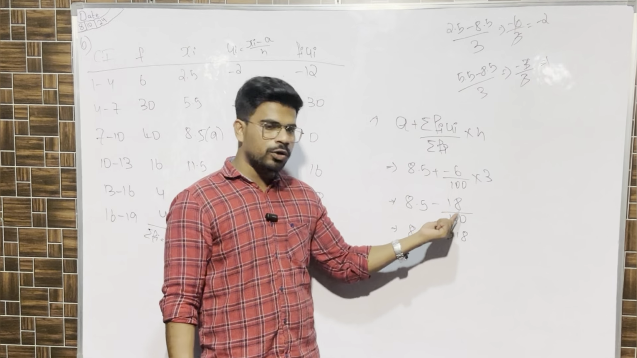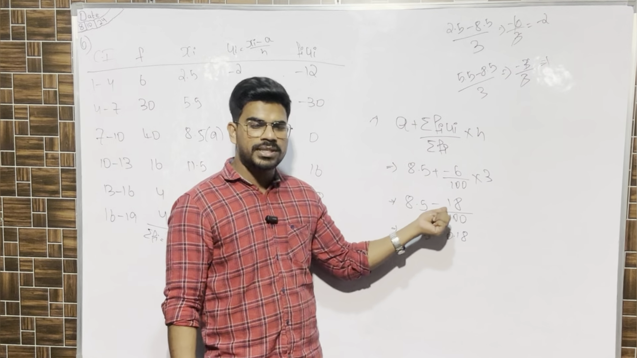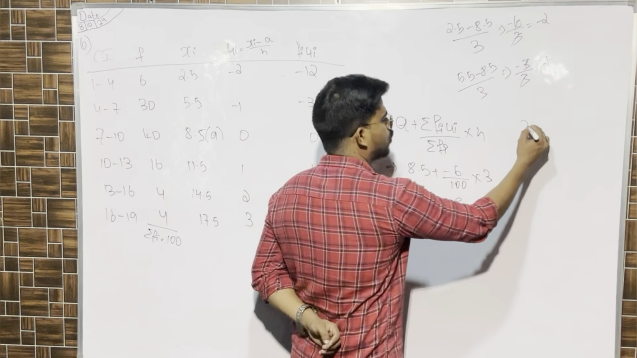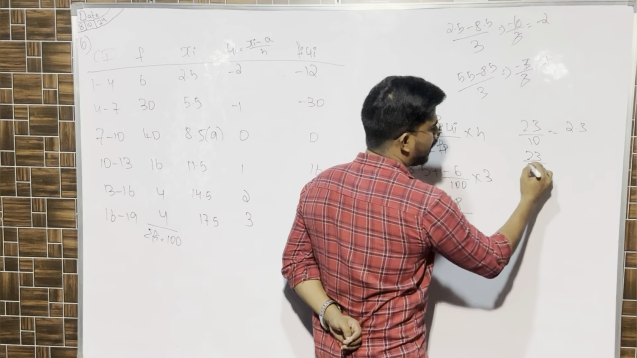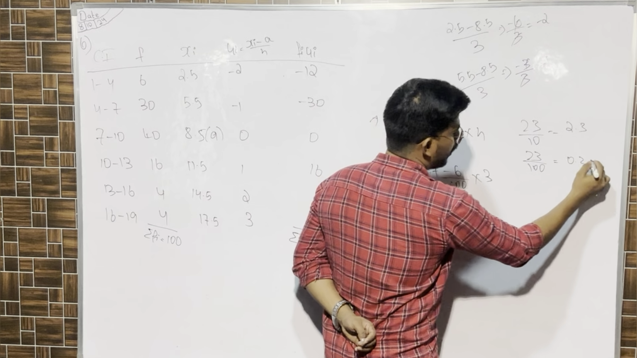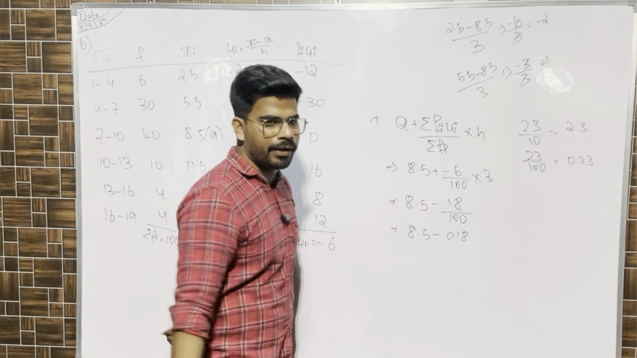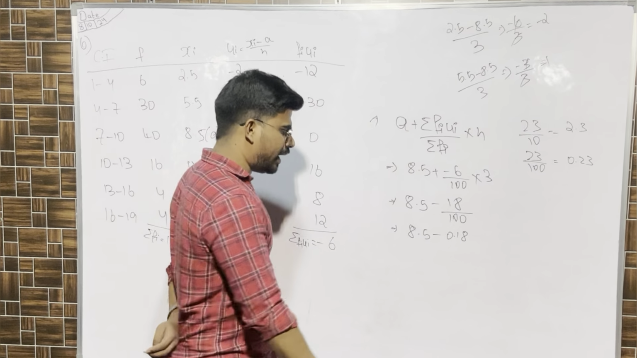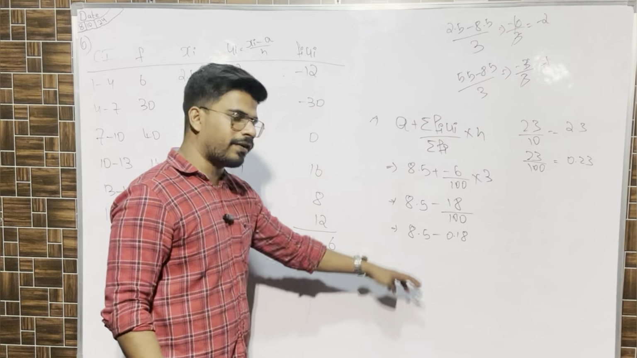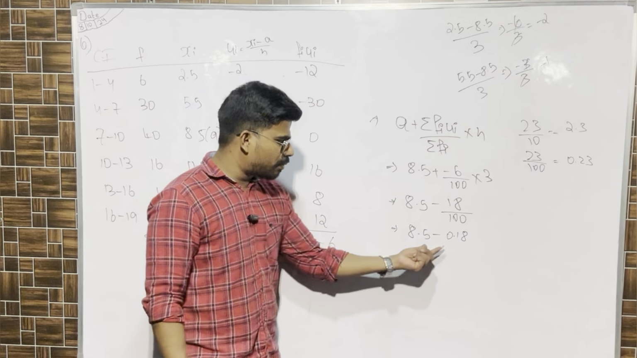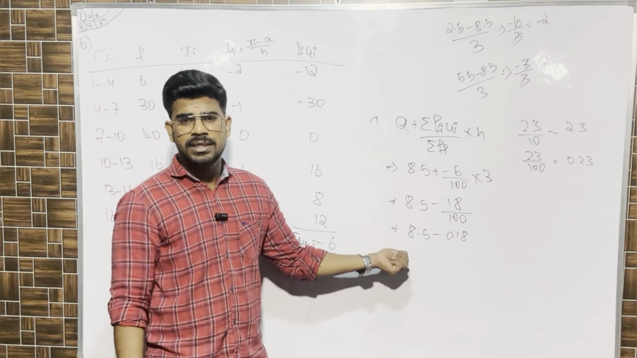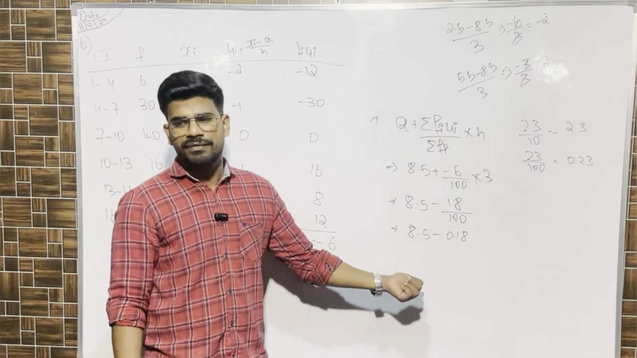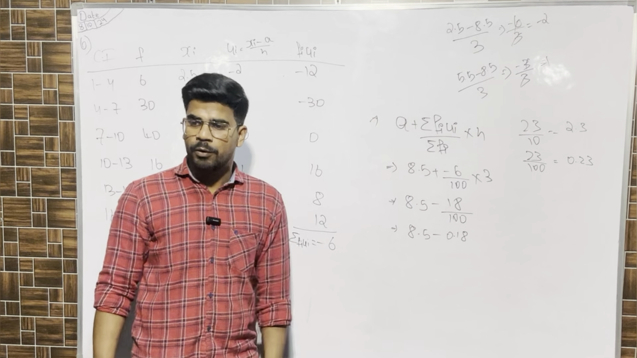18, put the point after 2 numbers from the right side. Only 2 numbers are there here. Suppose in case 23 by 10 is there, the answer will be 2.3. 23 by 100 is there, the answer will be 0.23, like this. 18 by 100, 0.18. So we have to subtract 0.18 from 8.5. First of all, make sure that both the numbers are the same, I mean same number of digits after the point. 8.5 can be written as 8.50.